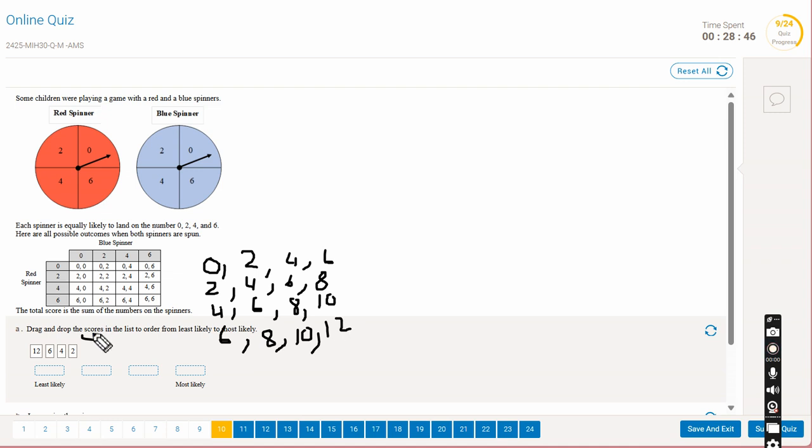Now they're asking us, drag and drop the scores in the list above. So now what you can do is from least likely to most likely. So what number are you getting the least and what number are you getting the most? So let's write. So 2, you're getting only twice, right?